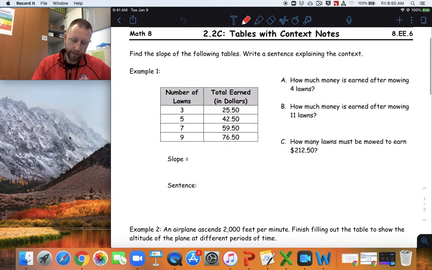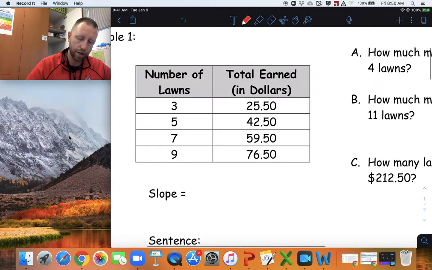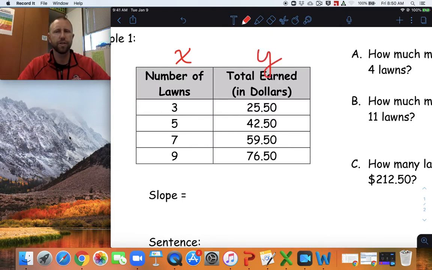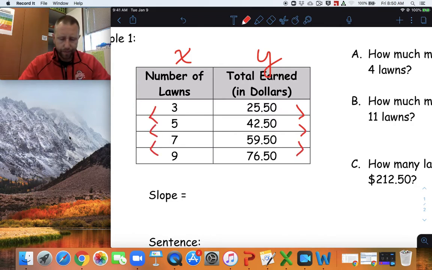So first things first, let's see what happens here when I find that change in y and change in x. I know when I'm looking at a table that the column on the left is x and the column on the right is y. So I'm going to do that first. Just make sure I mark that down so that I remember which one's going to be the change in y and which one's going to be the change in x. Okay. So let's see. What am I changing by here?